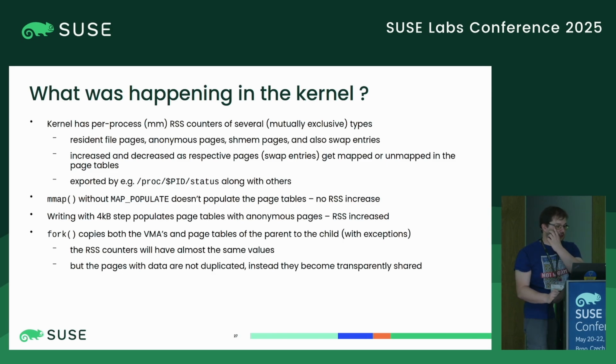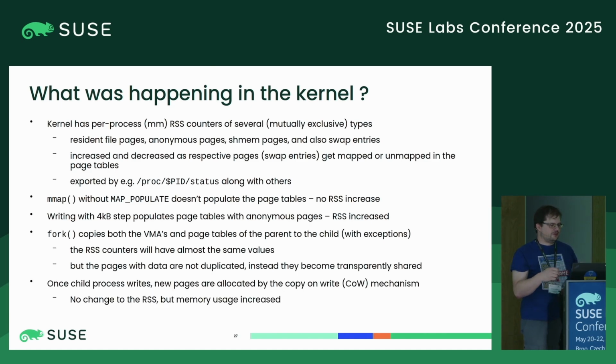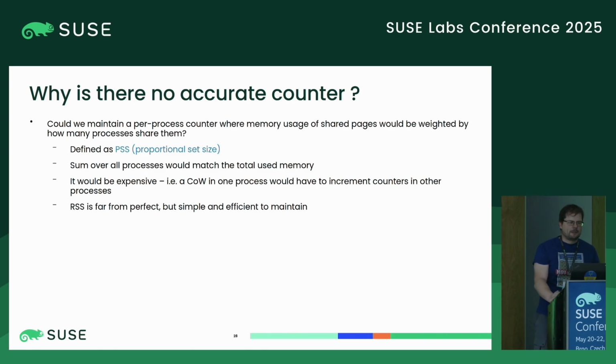It will transparently share them among the 10 or 11 processes, and only once every child writes new data, then through something called the copy-on-write mechanism, the pages become unshared, and that's only at the time when the memory usage increases, because every child gets a new copy of each page. And this is not reflected in the RSS because that doesn't know whether these pages are shared or not.